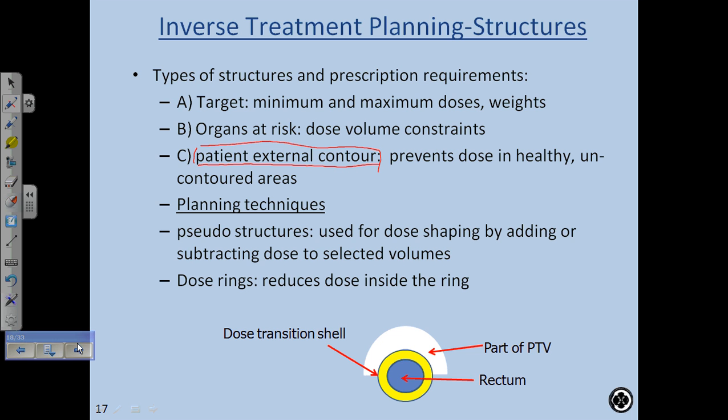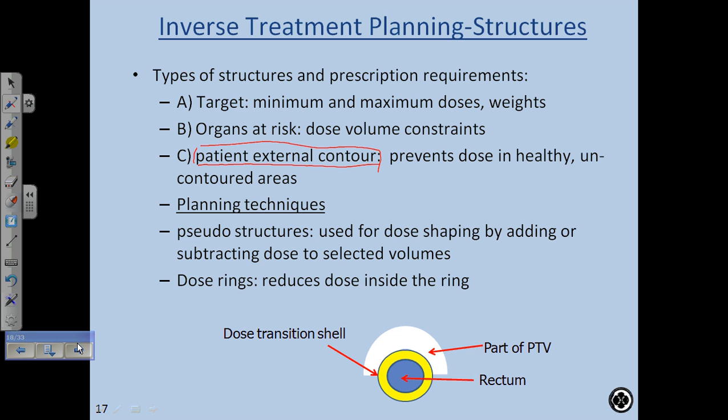Planning techniques: pseudostructures used for dose shaping. You will be using those in treatment planning. And dose ring. This is an example of a pseudostructure and a dose ring. This is the rectum, and then we're going to put a ring around the rectum, and this is part of the PTV.